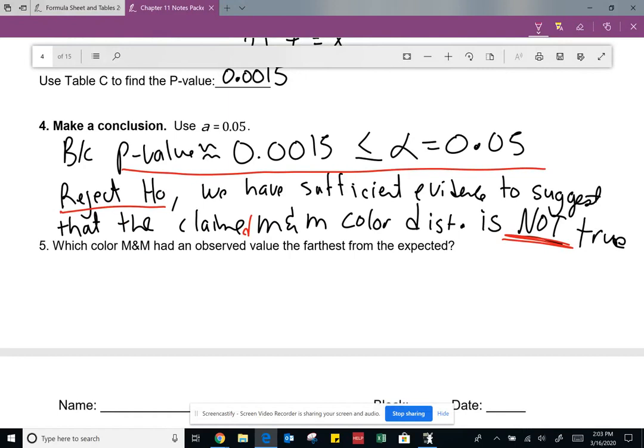So blue was about 29.5 lower than we expected.